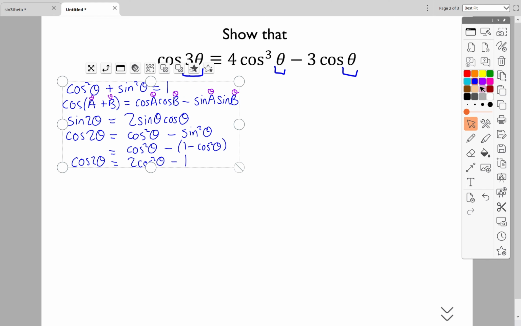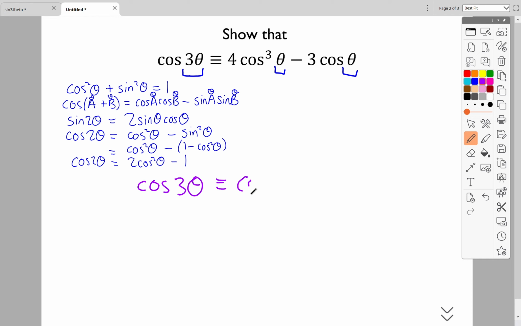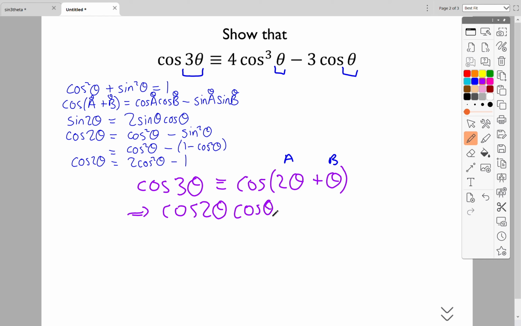So our first mission is going to be to write cos 3 theta as equivalent to cos of 2 theta plus theta. So it's a very novel idea. 2 theta plus theta is 3 theta. Once we've done that, if we assign 2 theta to be our A and theta to be our B in the compound angle, this will now expand out. So we're going to get cos 2 theta multiplied by cos theta, subtract sine 2 theta multiplied by sine theta.